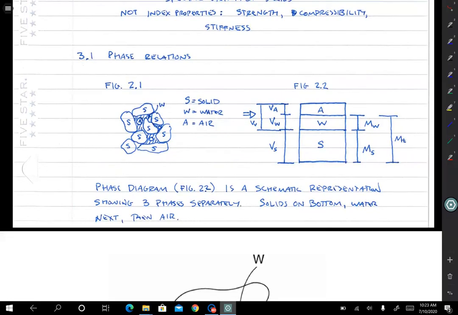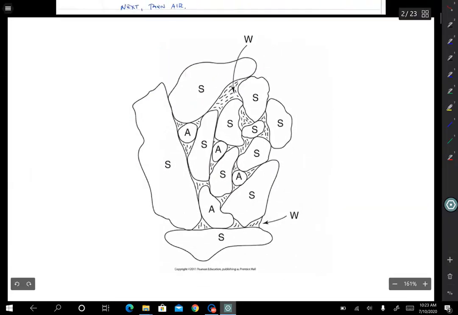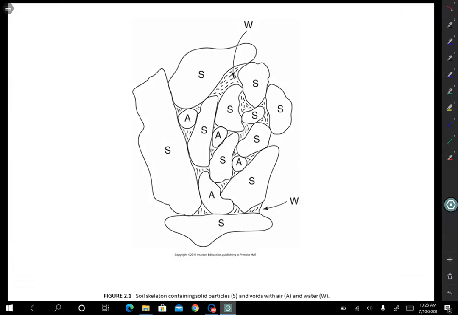So phase relations are basically a way for us to represent the relative amounts of the different phases within the soil. I've drawn this little sketch here, but let me go to this one from the book, which is a little bit clearer and cleaner. So here's what the soil might actually look like if you could get down there, take a little bit of soil, and look at it under a microscope. You would have the solid particles here with the S. Those are the actual sand particles or silt particles or whatever they are.